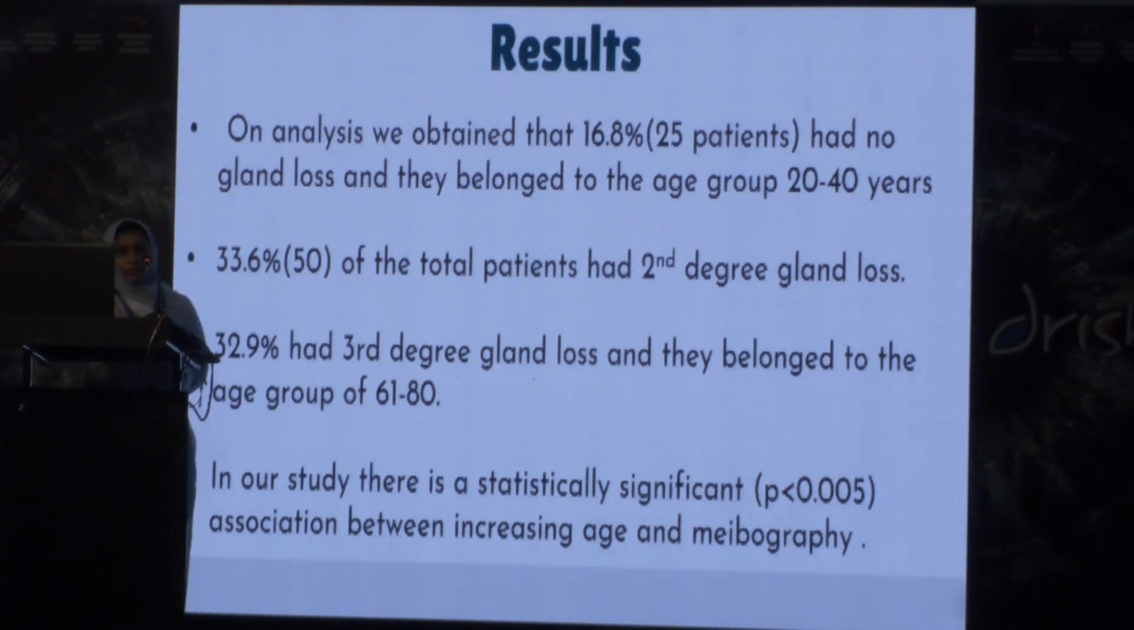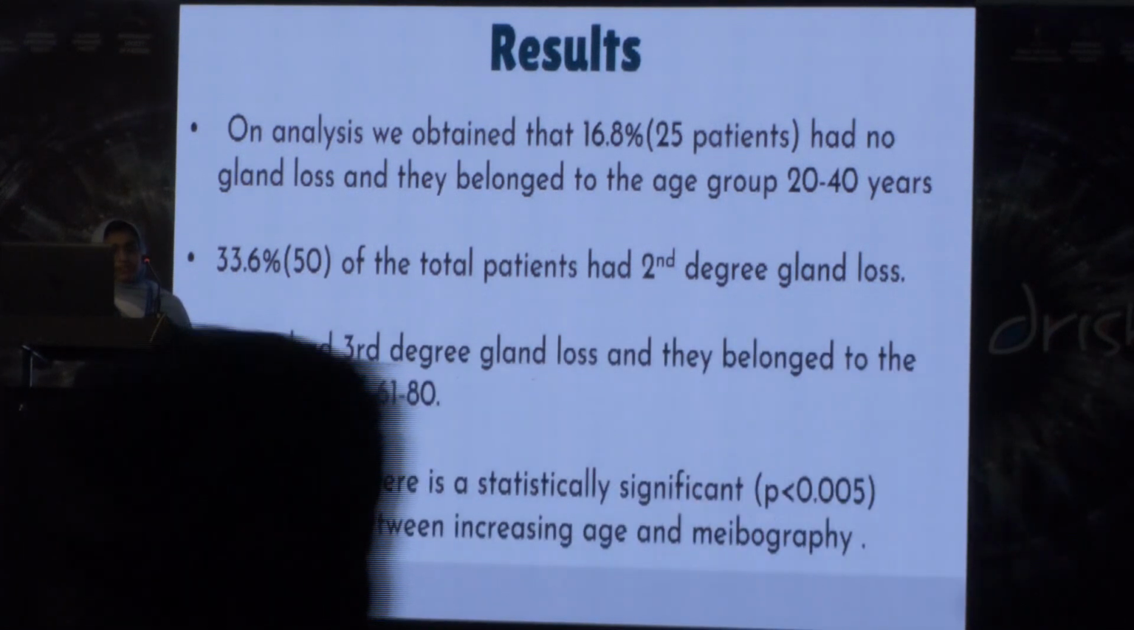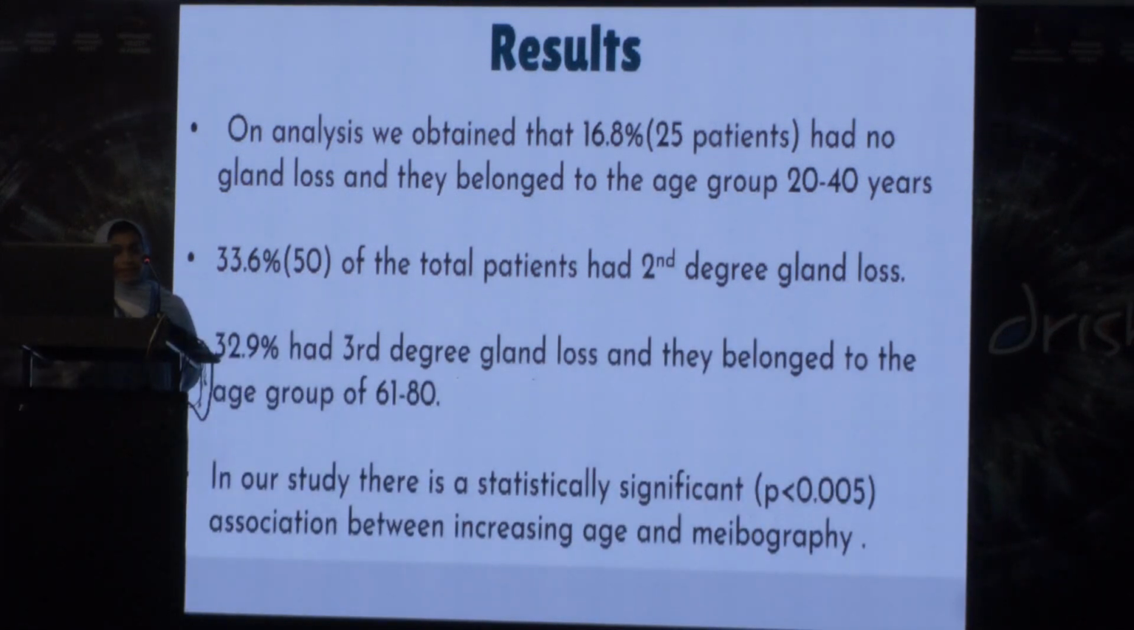So the results showed that 16.8% of the patients of 20 to 40 years were asymptomatic. They didn't have any gland loss. But the age group of the second, that is from 40 to 60, were developing slowly. 33.6% had a second degree gland loss and 32.9% had third degree gland loss, which was from the 61 to 80 age group.